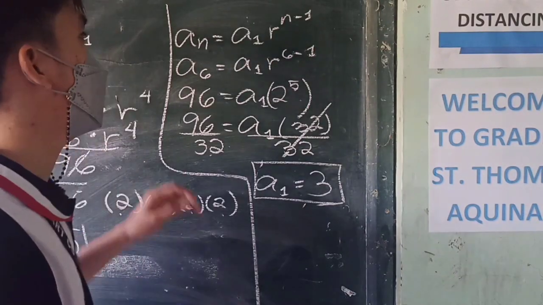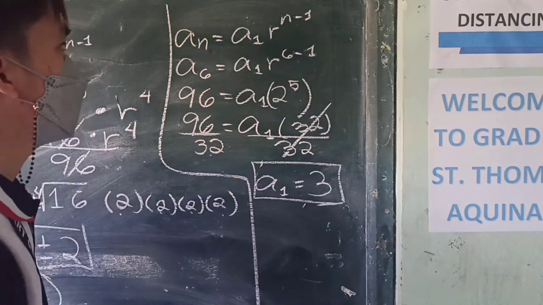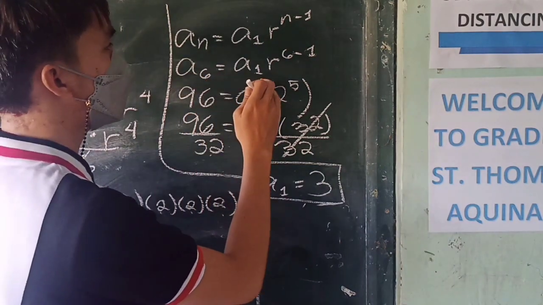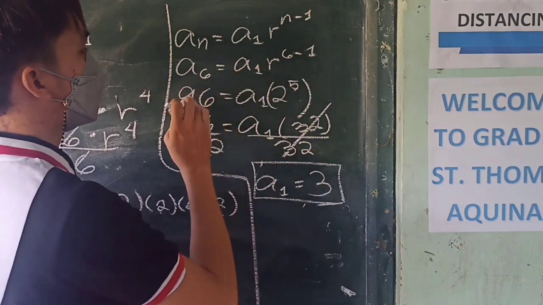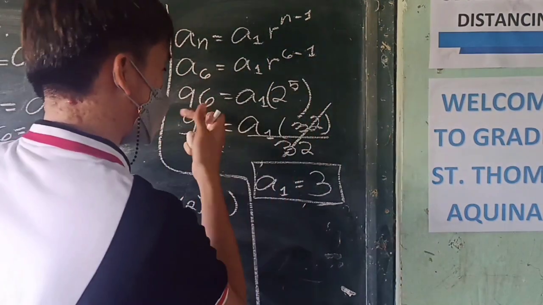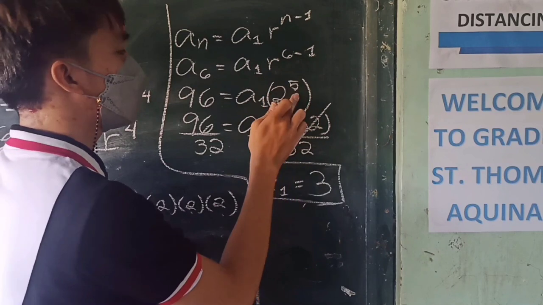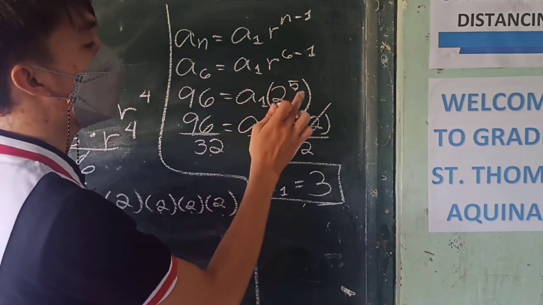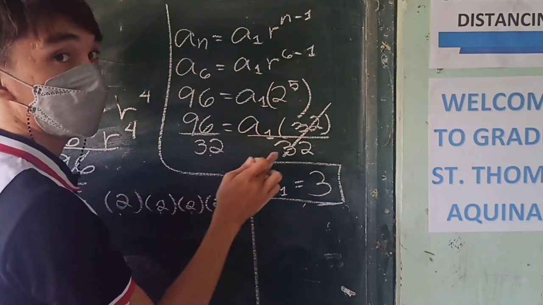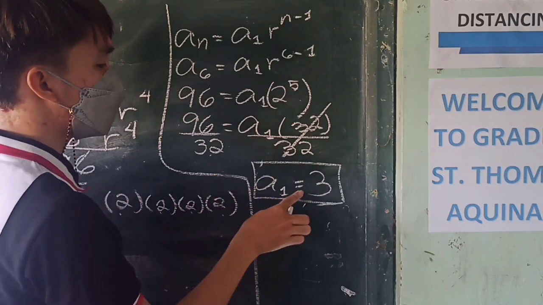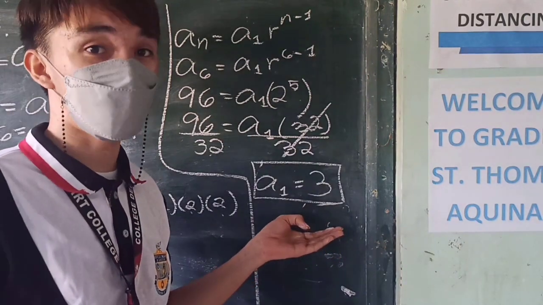For the first term, we have a sub n equals a sub 1 times r raised to the power of n minus 1. So, a sub 6 equals a sub 1 times r raised to the power of n, there are 6 terms, so 6 minus 1. Then we have a sub 6 is equal to 96, which equals a sub 1, the common ratio is 2, 6 minus 1 is 5. Now we are going to multiply 2 five times by itself, so that is equal to 32. Then divide both sides by 32. Cancel. So a sub 1 equals 96 divided by 32, which is equal to 3. So the first term is 3.